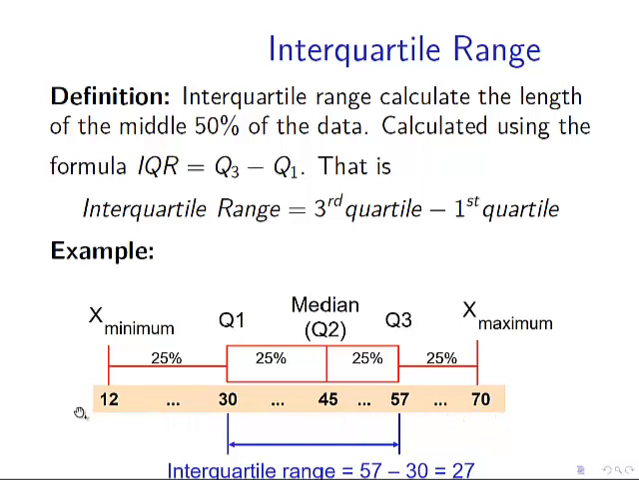Range is maximum minus minimum, interquartile range is Q3 minus Q1. You understand from the picture that range covers all the data, 100% of the data, because you subtract minimum from maximum. And interquartile range covers the middle 50% of the data.